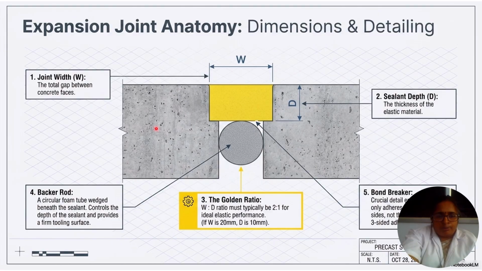The next one is the backer rod provided for the joint, a circular foam tube wedged beneath the sealant, which controls the depth of the sealant and provides a firm tooling surface. The last one is the bond breaker, a crucial detailing ensuring the sealant only adheres to the two vertical sides, not the bottom, preventing the three-sided adhesion effect. So these are the dimensions and detailing related to the joint.